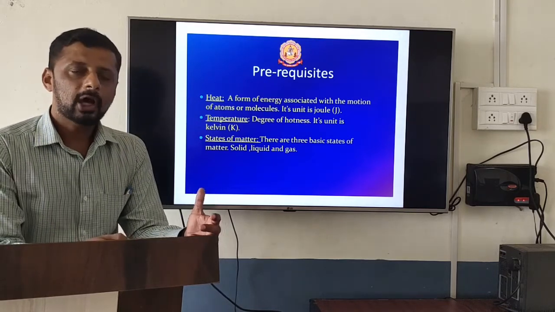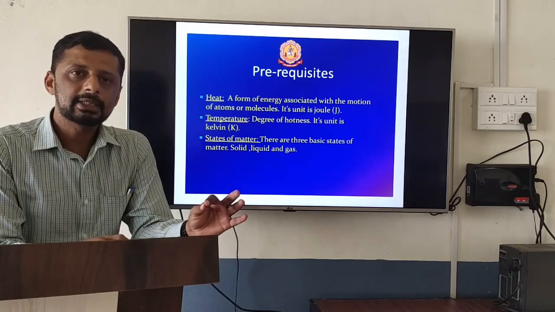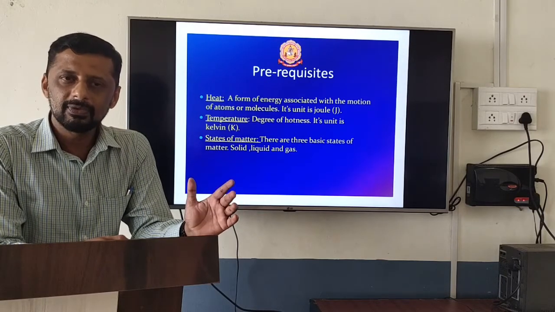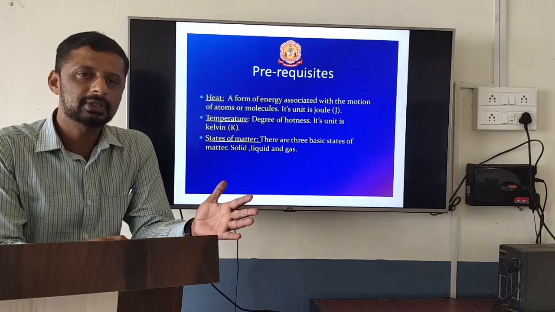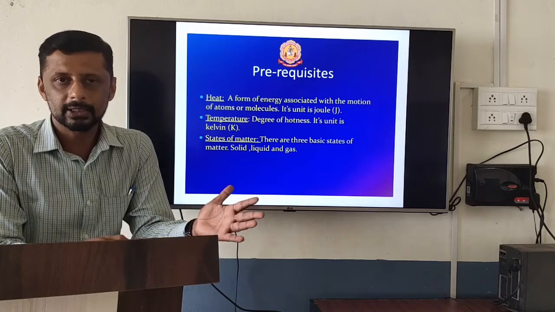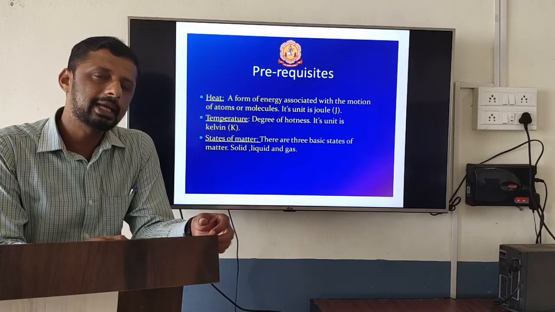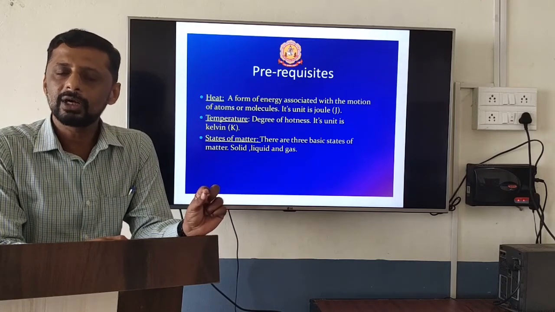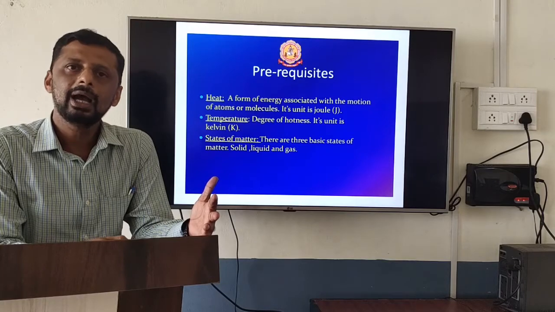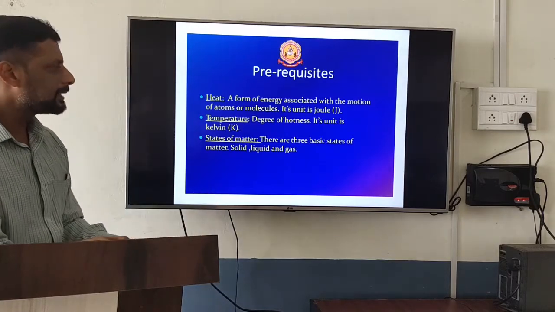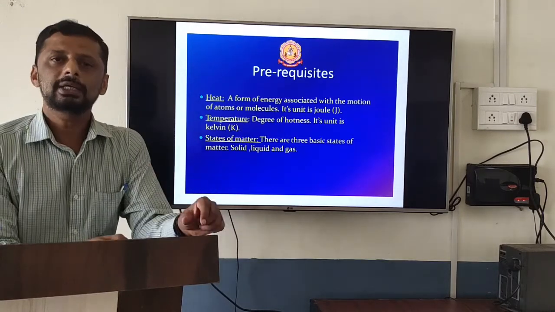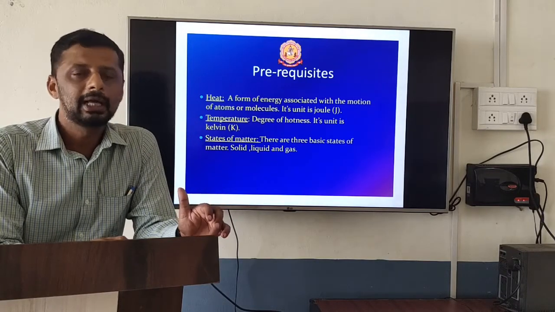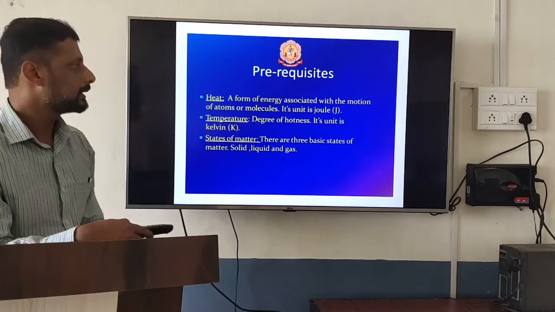We use a device called a thermometer in order to measure temperature, and we studied that we normally use different types of scales, for example Celsius scale, Fahrenheit scale, as well as Kelvin scale. It is also possible to convert the temperature from one scale to another scale. Next, states of matter. We all know that matter exists in nature in three states: solid, liquid, as well as gases.